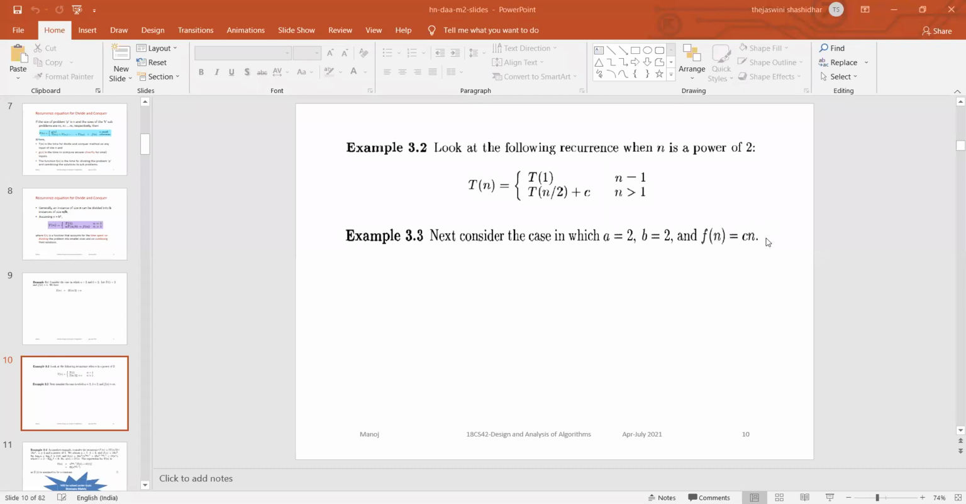A T N by B plus F of N. So what you will be having? A is 2. T N by 2 plus. What is the answer you will be getting? Type in the chat box here. So kindly answer for this particular question. Seventy-eight members are there. Answer for this.